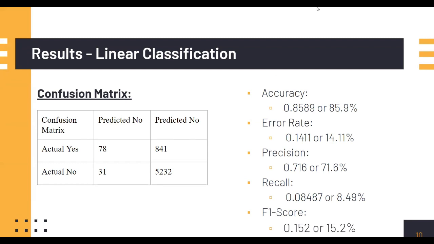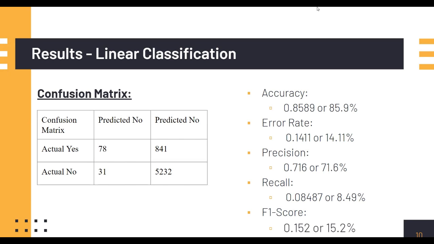In this slide, we will delve into the results of the linear classification. So on the right, we can see the confusion matrix that was produced. There are 78 true positives in this matrix. There are 31 false positives, 841 false negatives, and 5,232 true negatives.